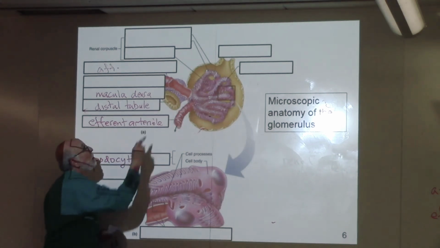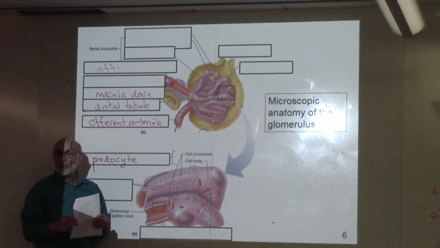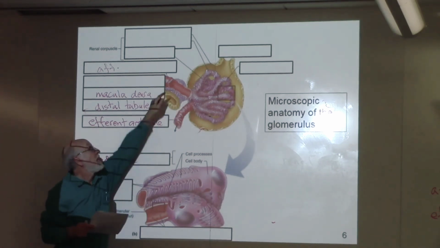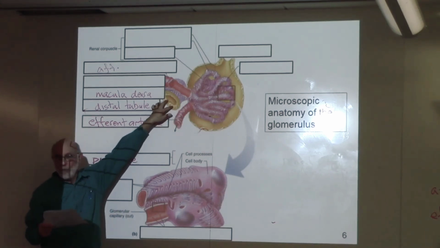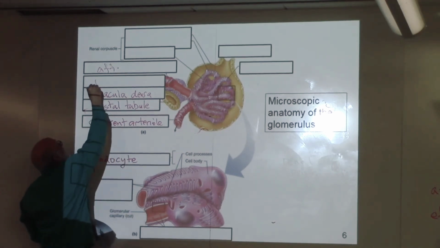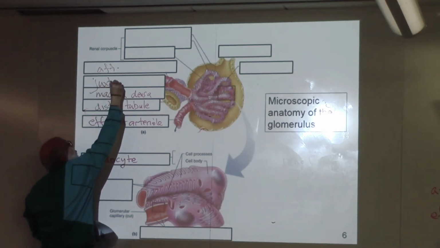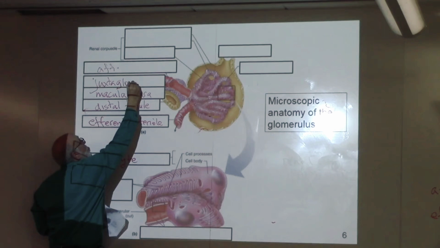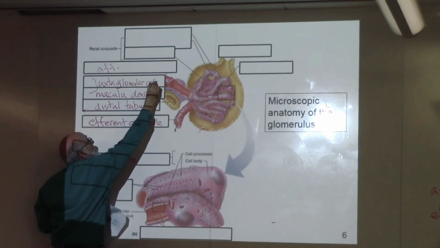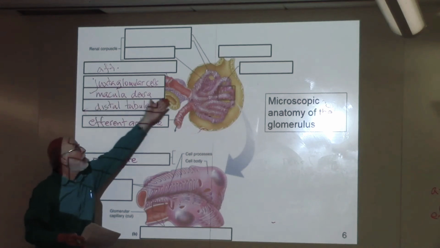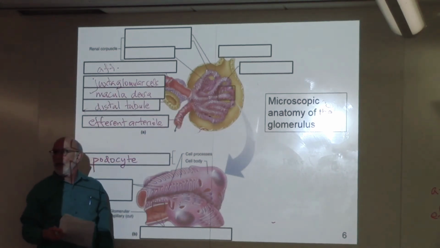And does anyone know the names of the purple cells that form this connection between the afferent arteriole and the distal tubule? Juxta. Juxtaglomerular cells. So juxta means near. To juxtapose something is to put it on top of or near something. Juxta, near the glomerulus. Juxtaglomerular cells.